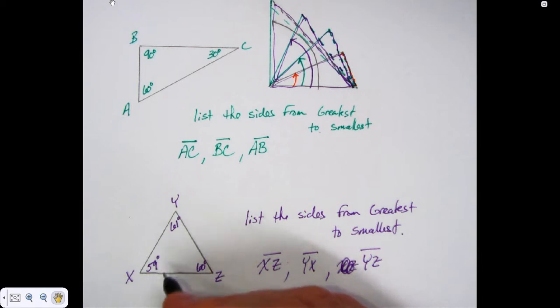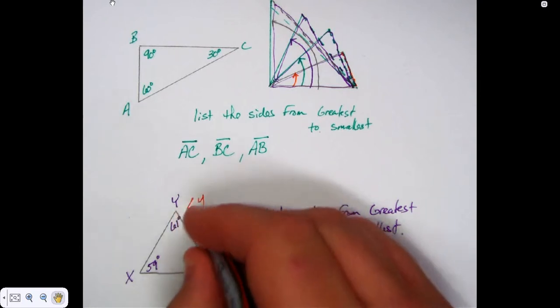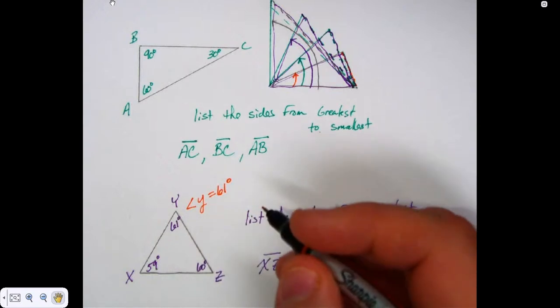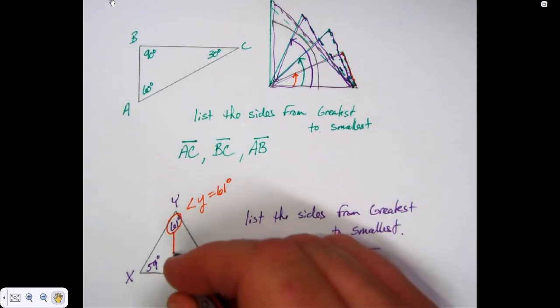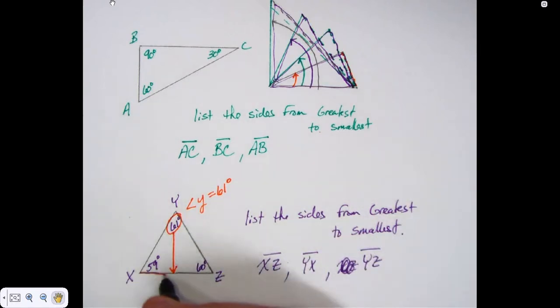Well, how would I name that? Angle, what is this called? Angle what? Angle Y is the largest. It's equal to 61 degrees. Okay? What is the side that it's holding, that it contains? The one opposite it, right? So that would be X to what? This has to be the biggest.